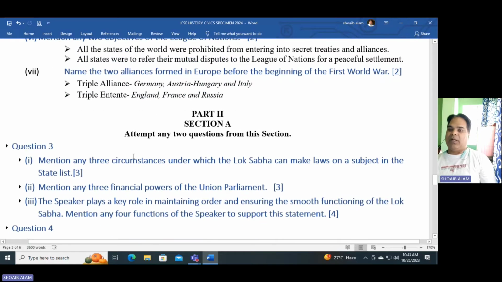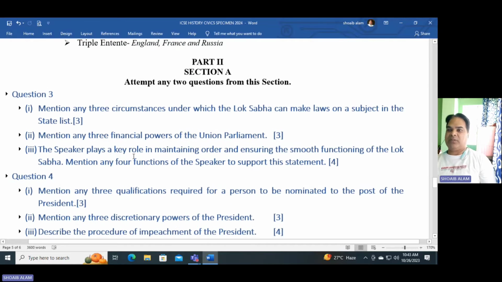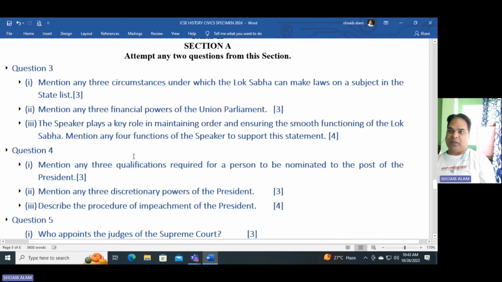Okay, now let us move on to part 2, section A. From this section, you have to do only 2. That means 3 questions will be given in section A, and 2 we have to do. So I have done all the 3. Question number 3. Mention any 3 circumstances under which Lok Sabha can make laws on a subject in the state list.